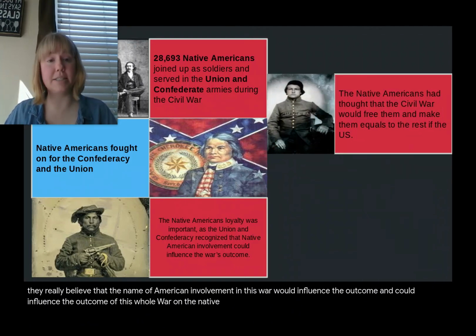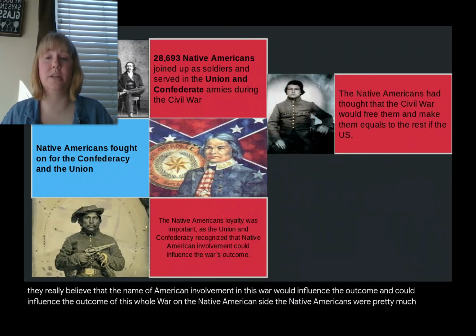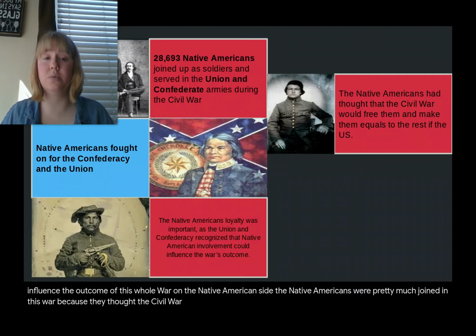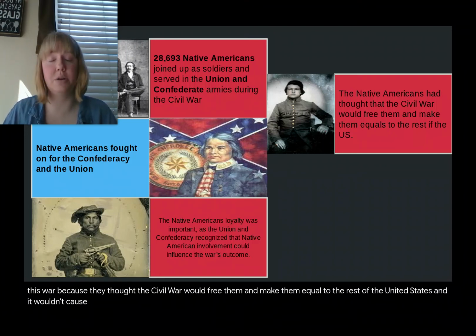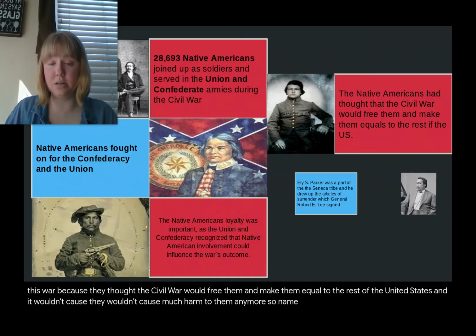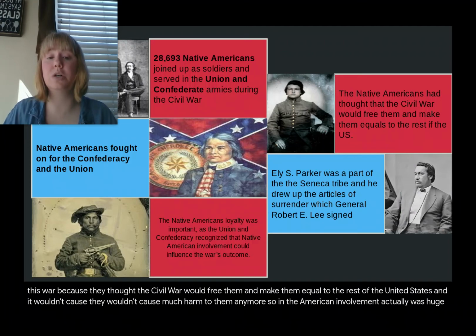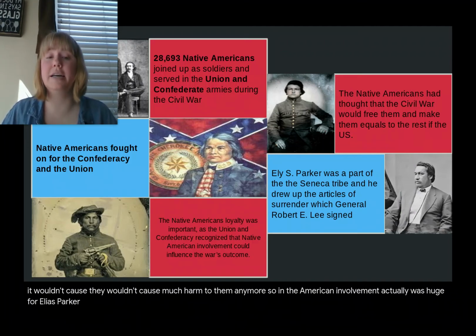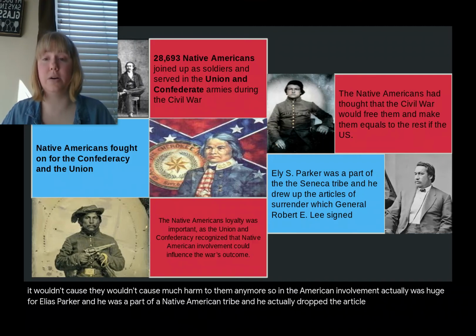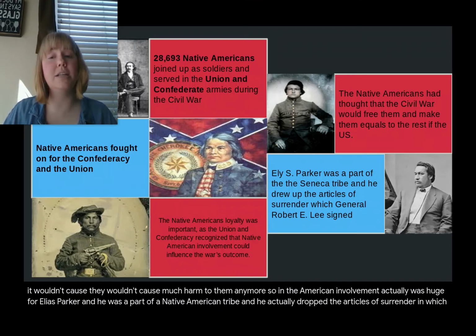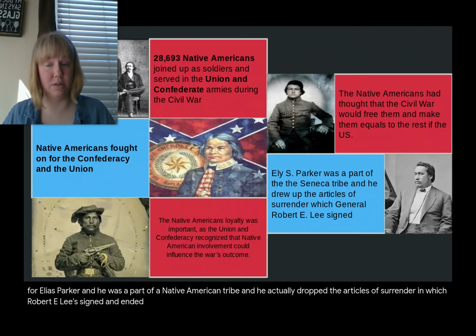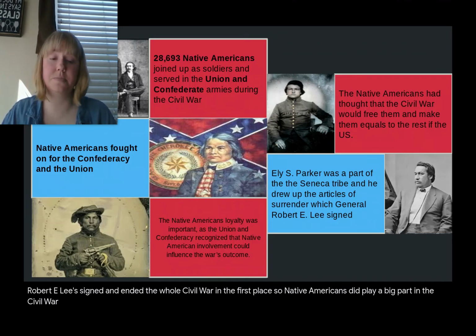On the Native American side, they were pretty much joining this war because they thought the Civil War would free them and make them equal to the rest of the United States, and they wouldn't cause as much harm to them anymore. Native American involvement was actually huge for Elias Parker, who was a part of a Native American tribe, and he actually drew up the Articles of Surrender which Robert E. Lee signed and ended the whole Civil War. So Native Americans did play a big part in the Civil War.